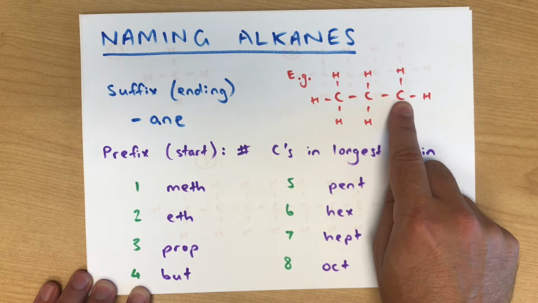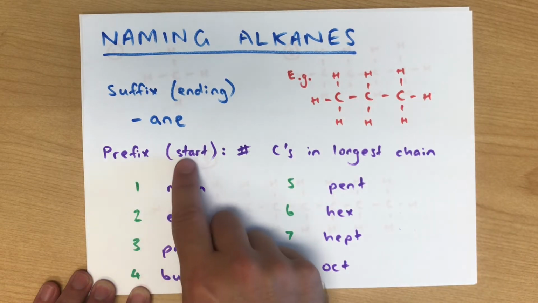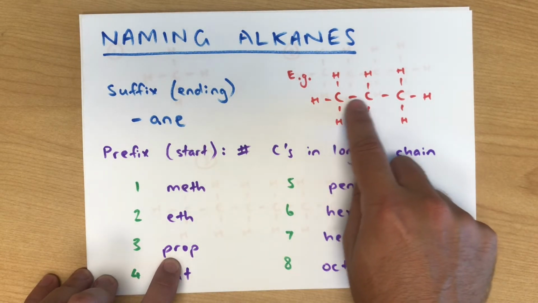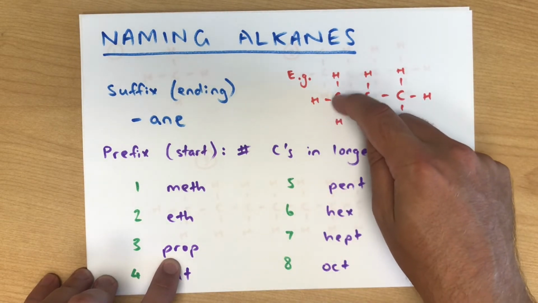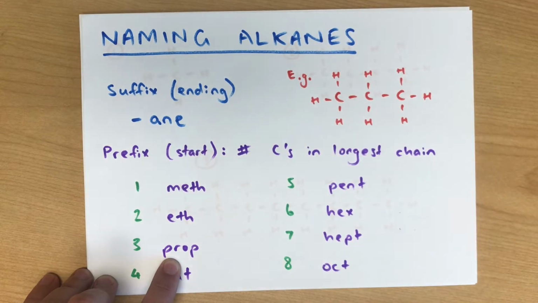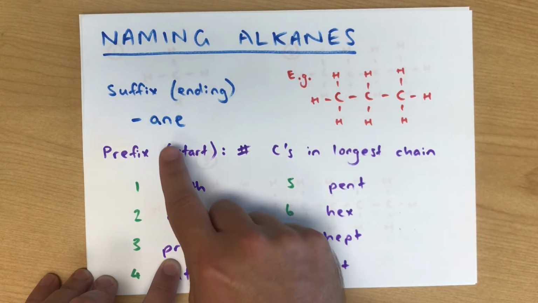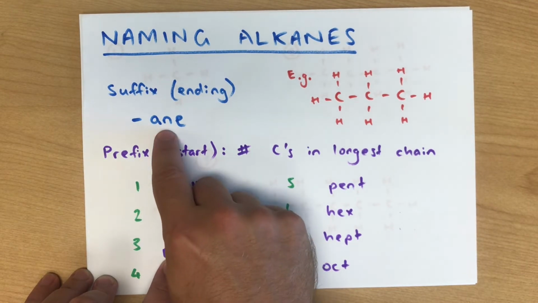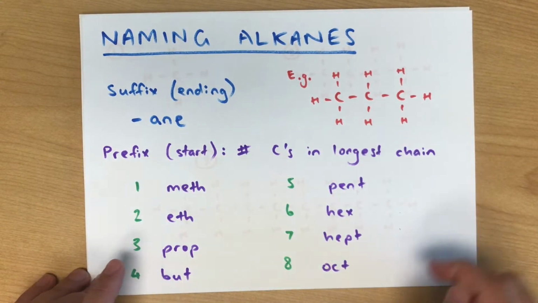So if we have an example here, we've got 1, 2, 3 carbons in our longest carbon chain. So 3 carbons means the prefix, or the start of the word, is going to be prop. Because it's an alkane, only having carbon to carbon single bonds and carbon to hydrogen bonds throughout the whole molecule, it must end in ane. So this molecule will be propane.